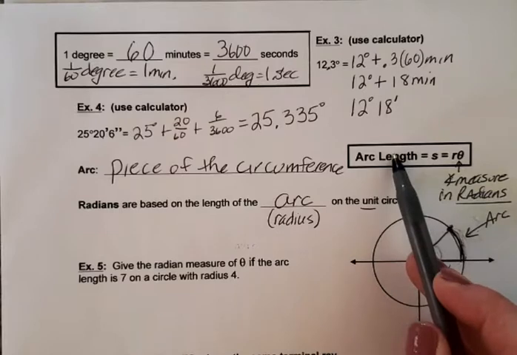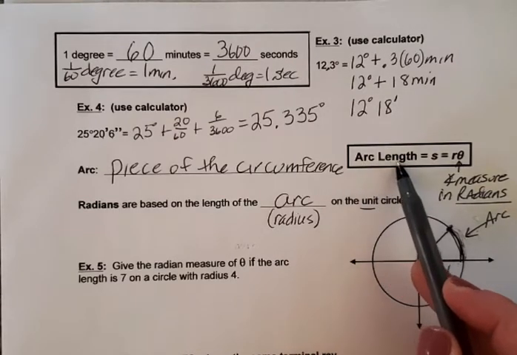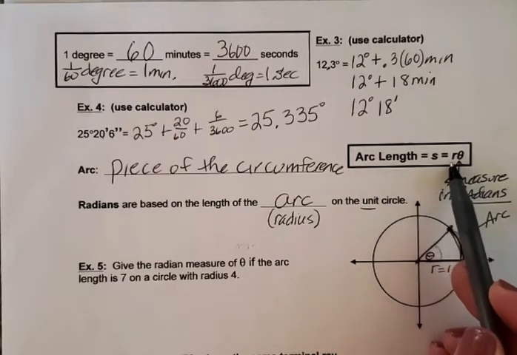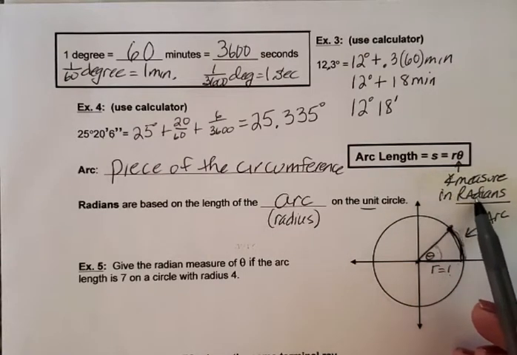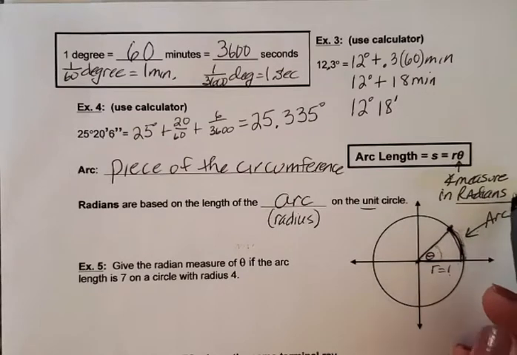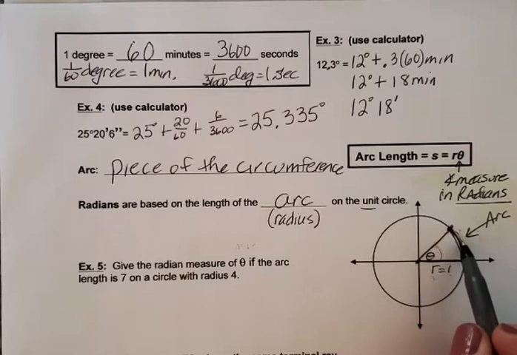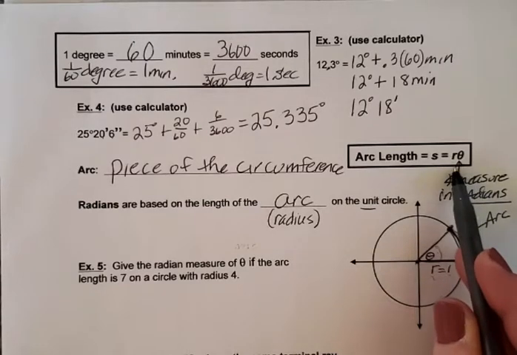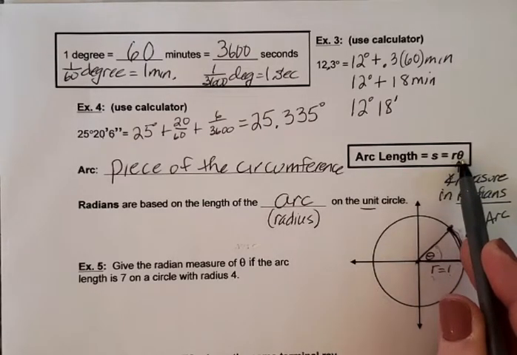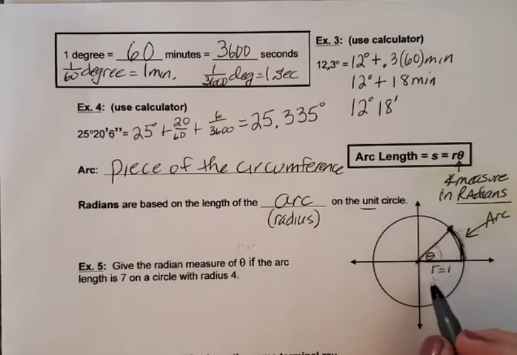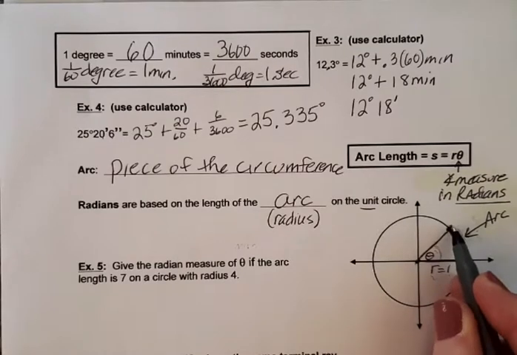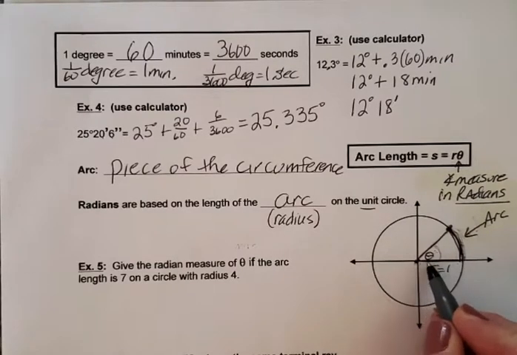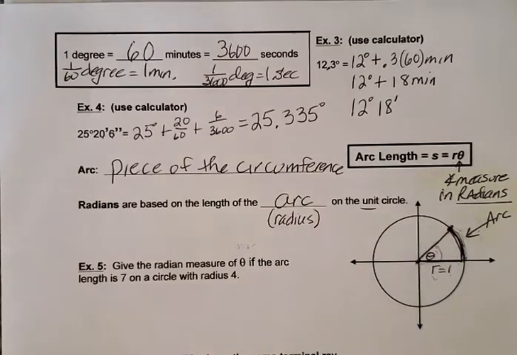You'll learn later in the next section that the formula for arc length, S, is the radius times the angle measure, theta, if the angle measure is in radians. On the unit circle, where the radius is 1, the arc length, or the length of this piece of the circumference, will just be 1 times the angle measure in radians, which means that this angle measure will give us the length of the arc, but that's only on the unit circle, where the radius is 1.